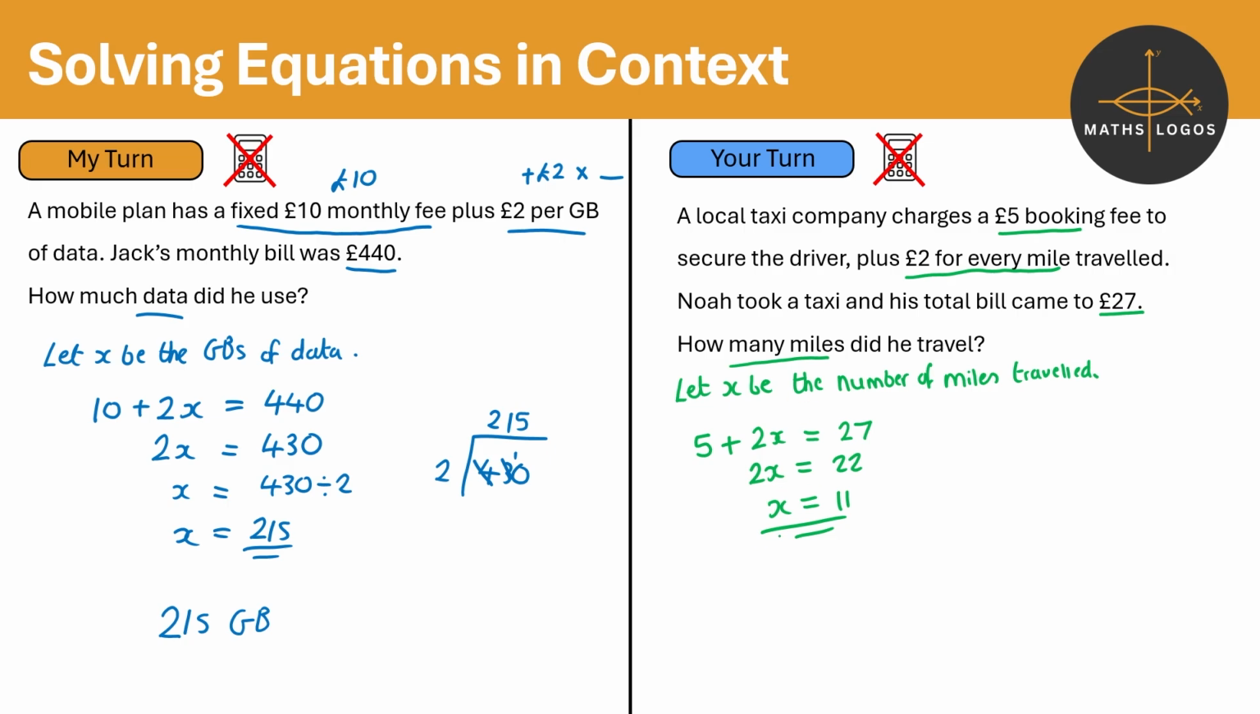I then just want to check that I've actually answered the question. How many miles did he travel? Well, we said let x be the number of miles travelled, and we worked out what x was. So the answer is he travelled 11 miles. I put that in a sentence, and that's my answer.